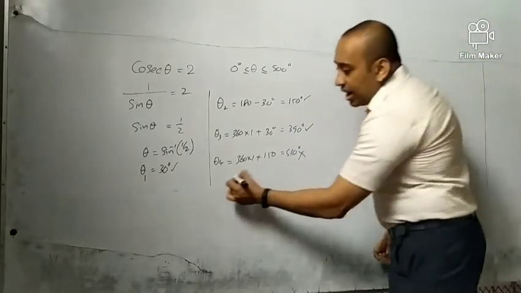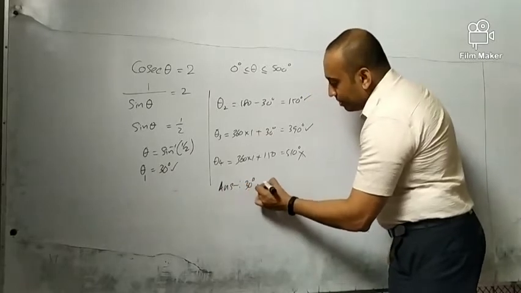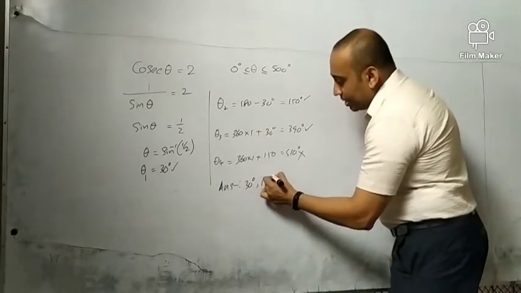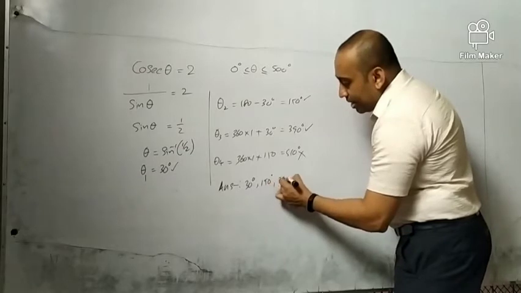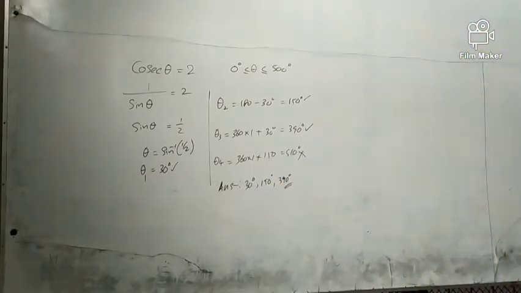Then we write the final answer in this format. You can write the answer is 30, 150, 390. With that you can get the final answer. That's how you do it. Copy down these answers.